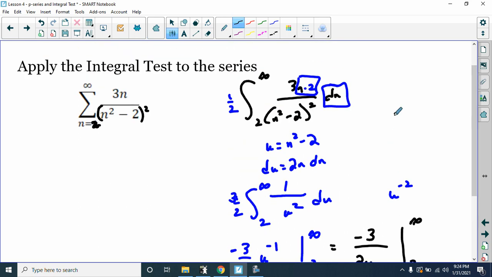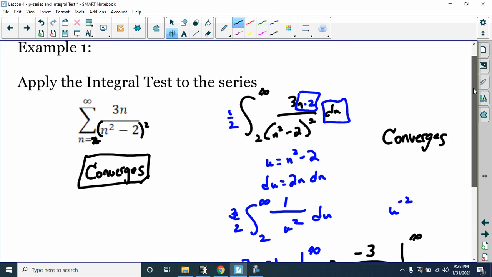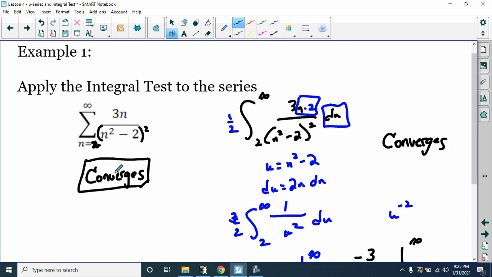This integral converges. If the integral converges, the sum also converges. They don't necessarily converge to the same thing. Just because the integral is 3/4 does not mean the sum is 3/4. But we do know that it converges to something. You will not be asked to find what it converges to unless it is telescoping or geometric. Right now, we just want to know, does it converge or diverge?